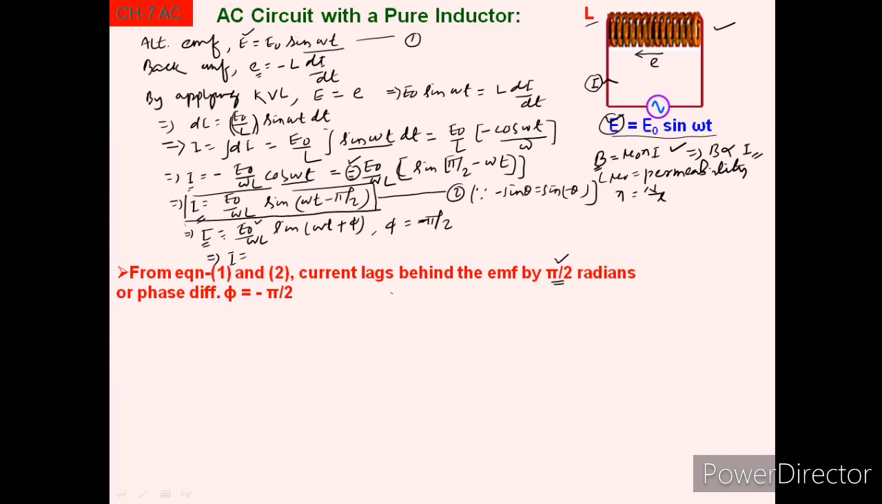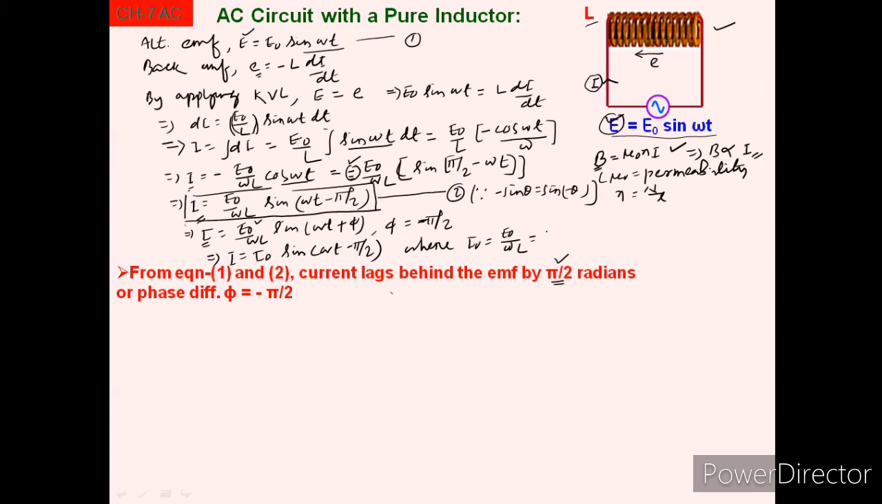This expression can further be written as I is equal to I naught sin of omega t minus pi by 2, where I naught is the peak value of the current, and that is equal to E naught by omega L.